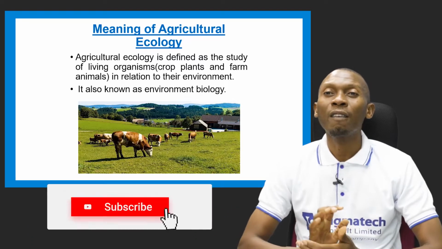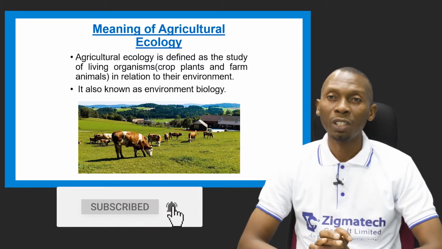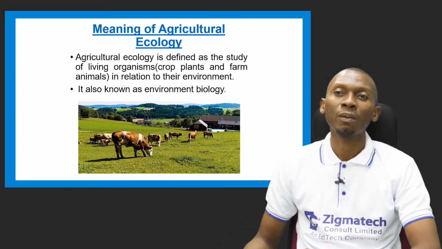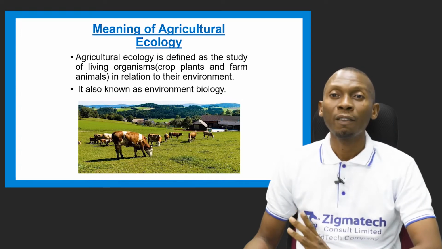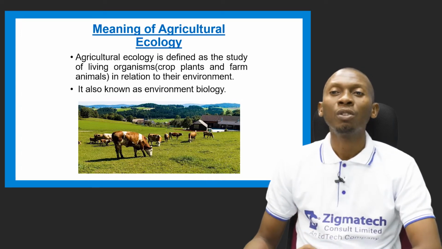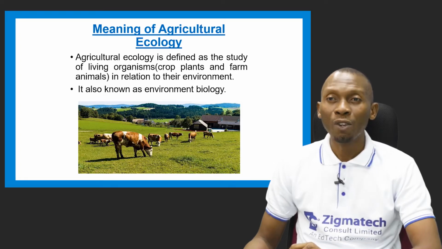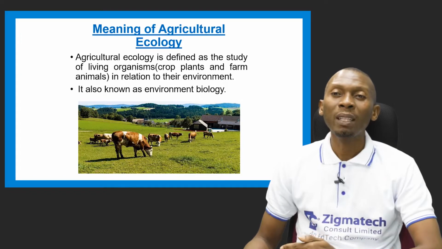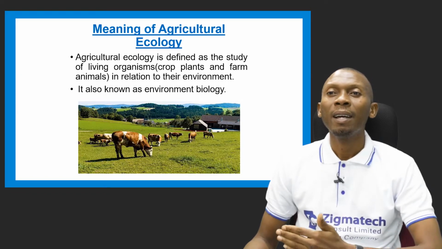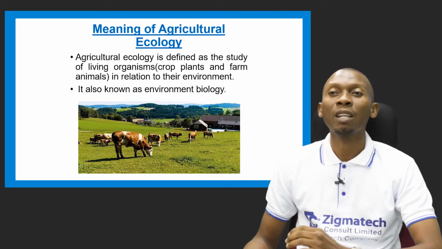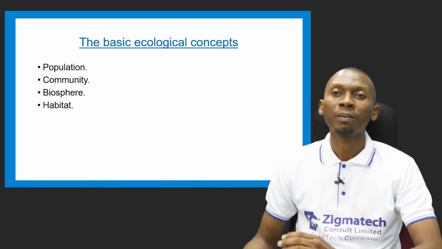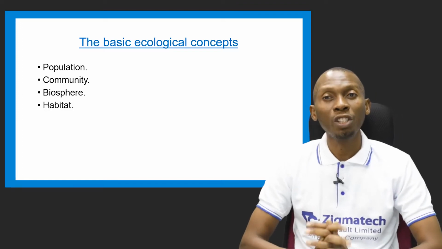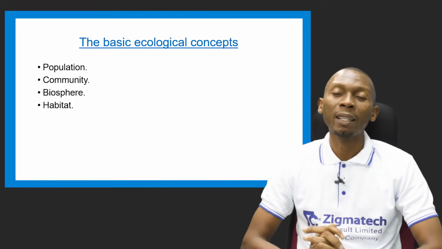Now, what is the meaning of agricultural ecology? Now, agricultural ecology can be defined as the study of living organisms, which include crops and farm animals, in relation to their environment. So we're talking about the relationship between living organisms and their environment. So it's also known as environment biology. Now, the basic ecological concepts here we're going to look at now are population, community, biosphere, and habitat.